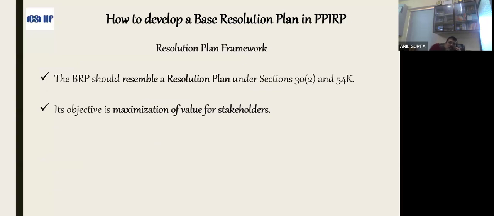Under the resolution plan framework, the base resolution plan should resemble the resolution plan under Sections 32 and 50K. Its objective is to maximize the value for the stakeholders. Whatever the stakeholders, maximization of the value is the primary concern. So whether it is the base resolution plan under PPIRP or the resolution plan, the ultimate objective is to maximize the value of the stakeholders.